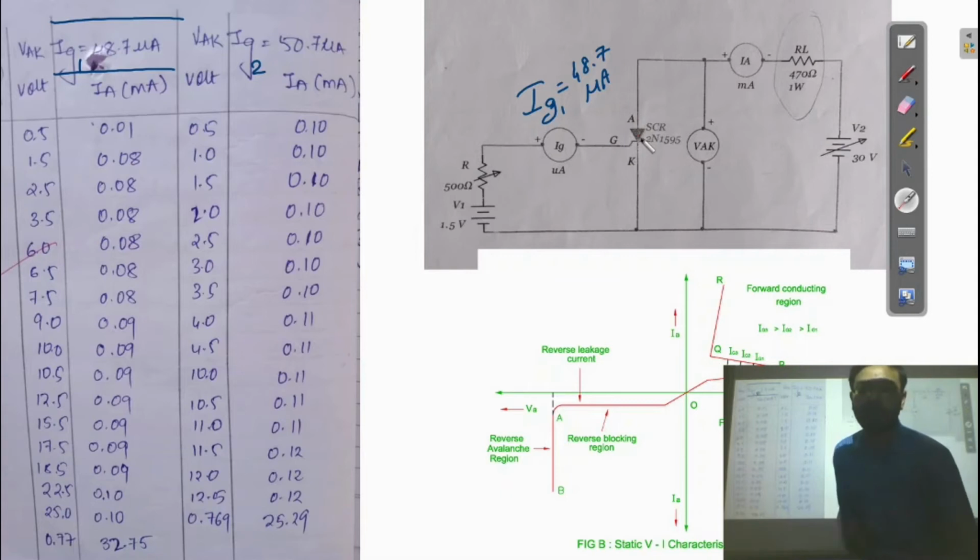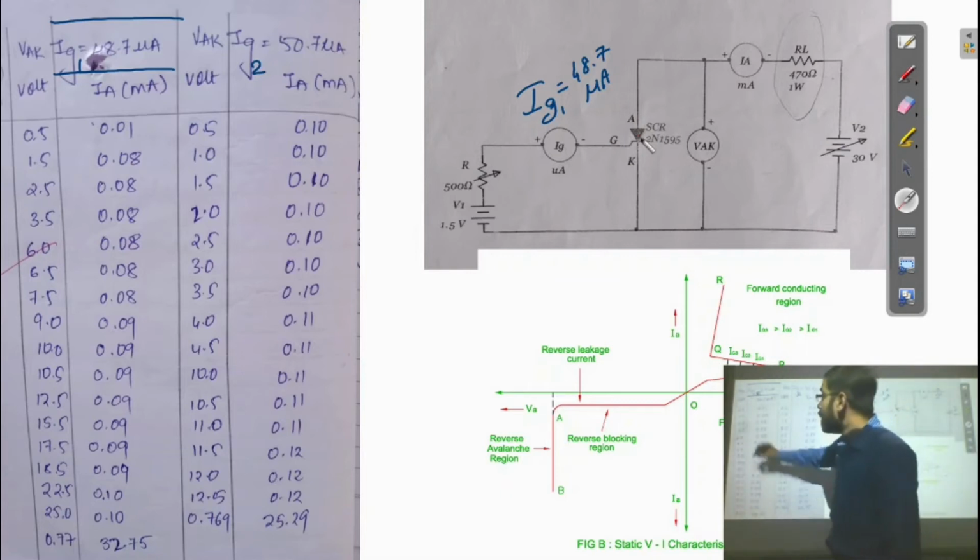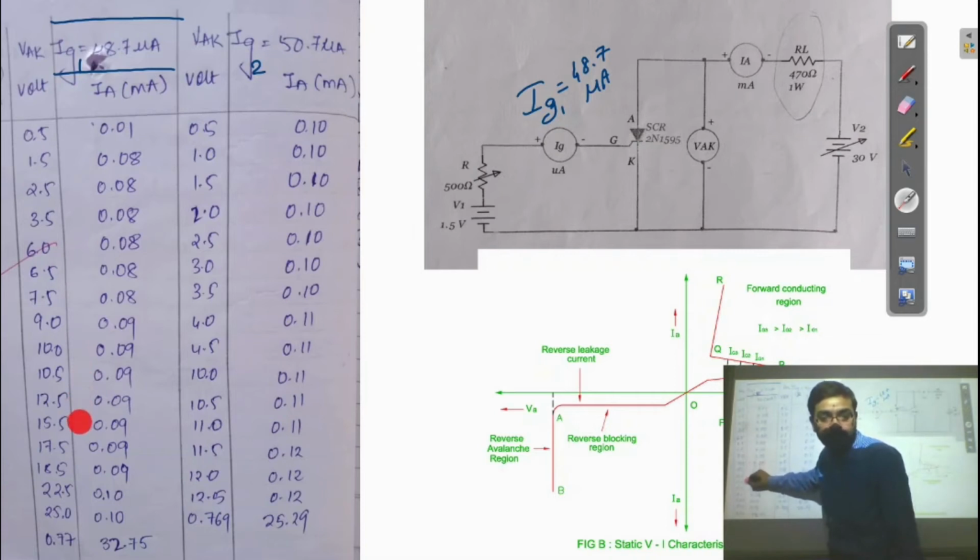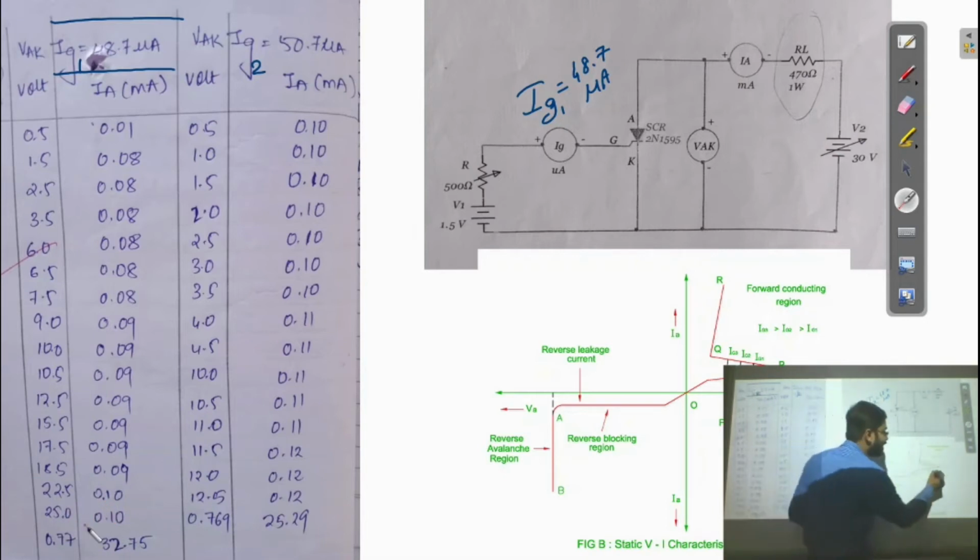is in off condition. When you increase the voltage 10, 11, 12, up to 24, still the leakage current is there. But at 25 volt, still the current is leakage current. Remember one thing over here: 25 volt is nothing but we have reached this point.